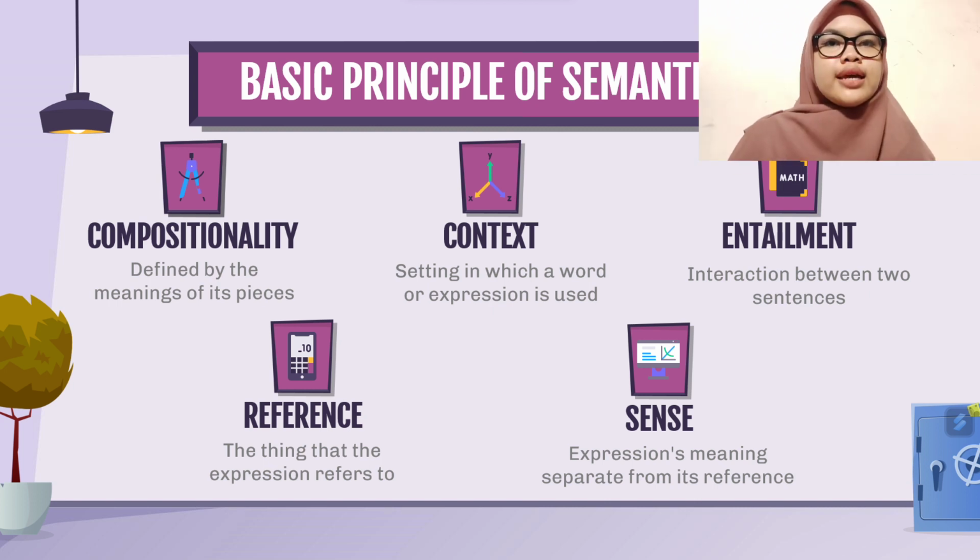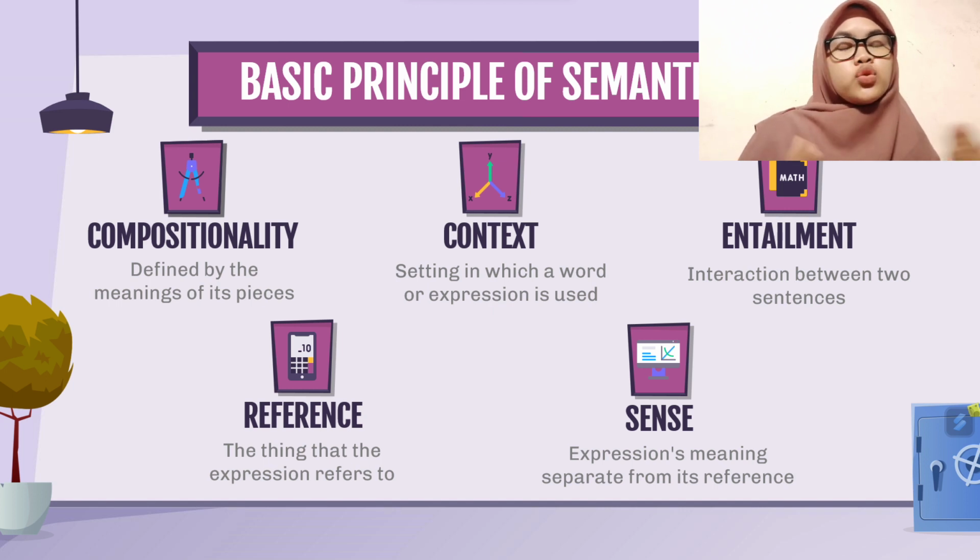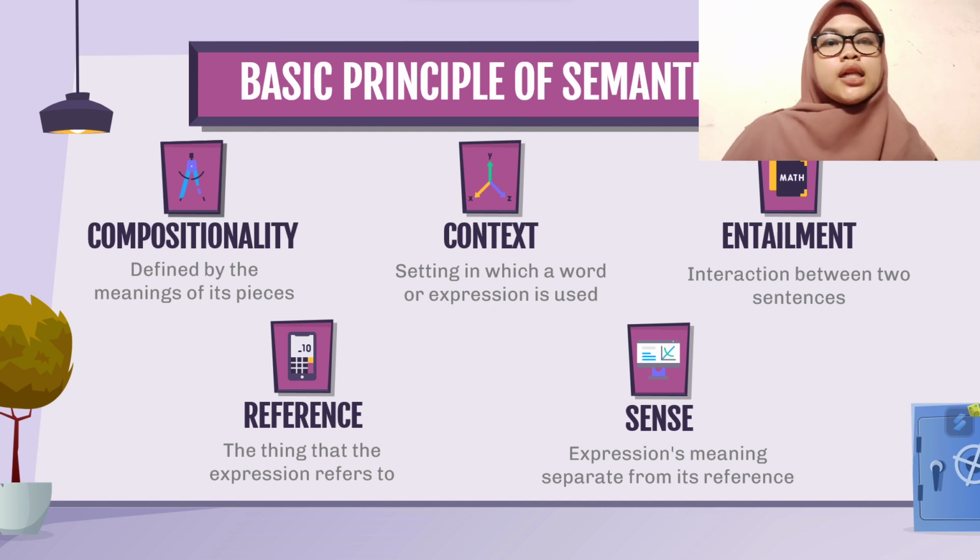The fourth one is reference, the thing that the expression refers to. Reference is the relationship between a word or phrase and the entity in the world it symbolizes. For example, the word cat refers to the animal we know as a cat. The last one is sense. Expression meanings separate from its reference. Sense refers to the way an expression conveys meaning. This relates to the way the word or phrase is understood by speakers of a language.